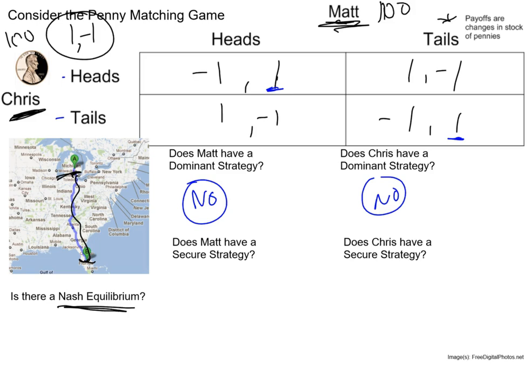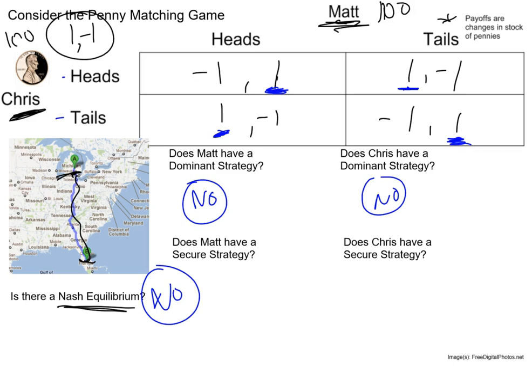All right, so I underlined part of them. I've got Matt's pairwise preference for underlining. How about Chris's pairwise preference for underlining? If Matt does tails, Chris wants to do heads. If Matt does heads, Chris wants to do tails. Do any of these combinations have both outcomes underlined? No. So therefore, this is a situation. There's no dominant strategy. There's no Nash equilibrium.